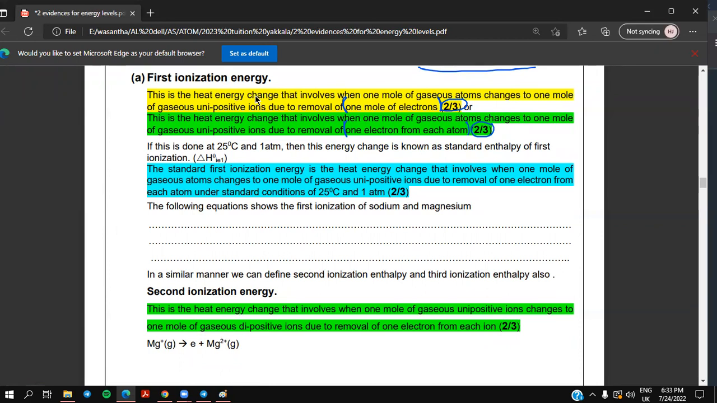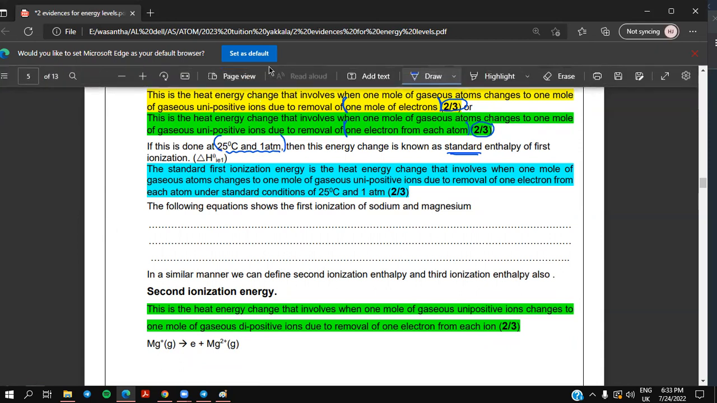If this is done at 25 degrees Celsius and 1 atm, then this energy change is known as standard. Now we are inserting one word. If we can carry out this chemical change at 25 degrees Celsius and 1 atm, we call them standard conditions. Then we redefine this enthalpy as standard enthalpy of first ionization.